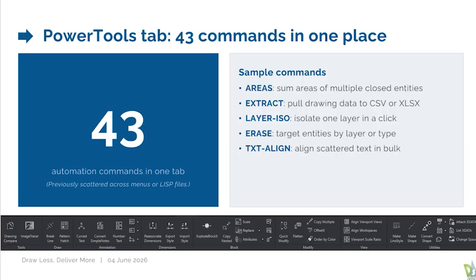Next up is the Power Tools tab. There are 43 commands in one place. Instead of searching through different commands all over the place, you can now find them in one location under Power Tools. You'll see there are not 43 listed here because some of the tools are hidden under these drop-downs. Each feature will have sub-features that you can select. Some commands available are areas, extracts, layer ISOs, erase, text alignment. You saw the image tracer and drawing compare. You can compare drawings between users or standard. You can explode, scale. So all your most frequently used tools are in one place, your Power Tools.